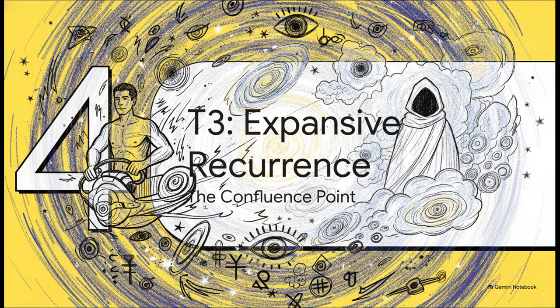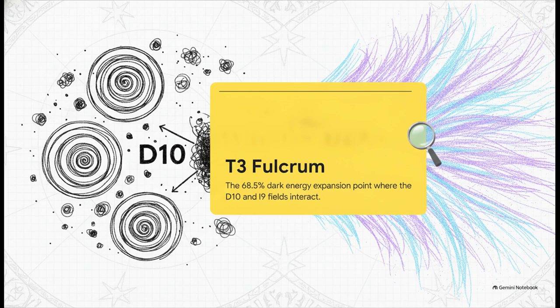All right, let's look at Section 4, T3, the expansive recurrence. So we have the visible driver and the hidden witness. Where do they meet? They meet right here at T3. This confluence point represents the final and largest cosmological component, the massive 68.5% dark energy.